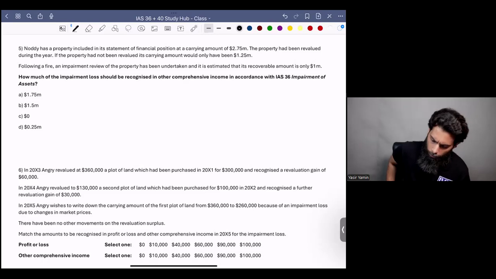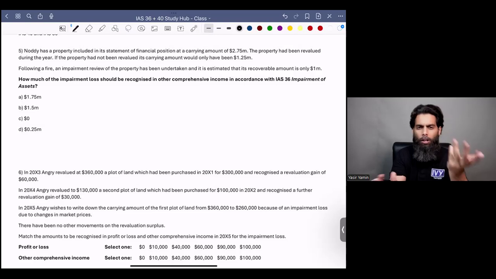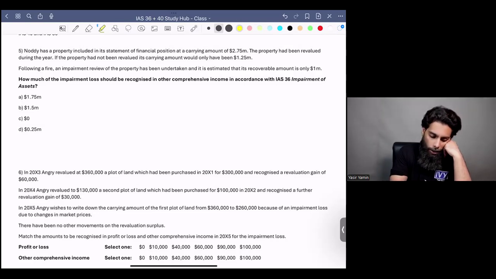Let's try some other MCQs as well. And now something on impairment, guys. Right? It's not difficult, right? You guys can do it. These are just conceptual questions that are helping us understand or validate our concepts, nothing else. So examiner says Noddy has a property included in its statement of financial position at a carrying amount of 2.75 million. I'll write it down. We have a property which has a carrying value of 2.75 million.